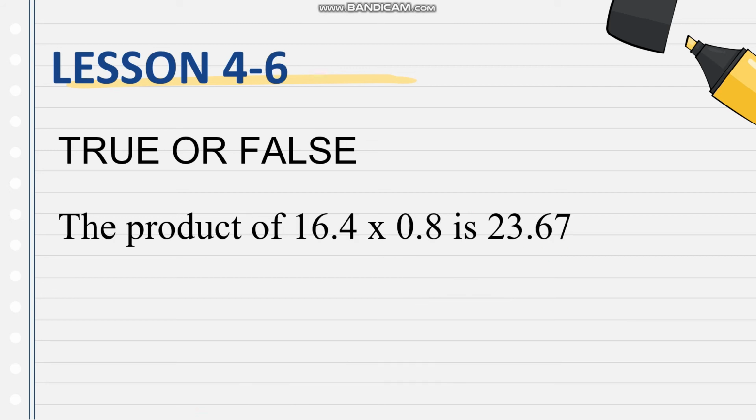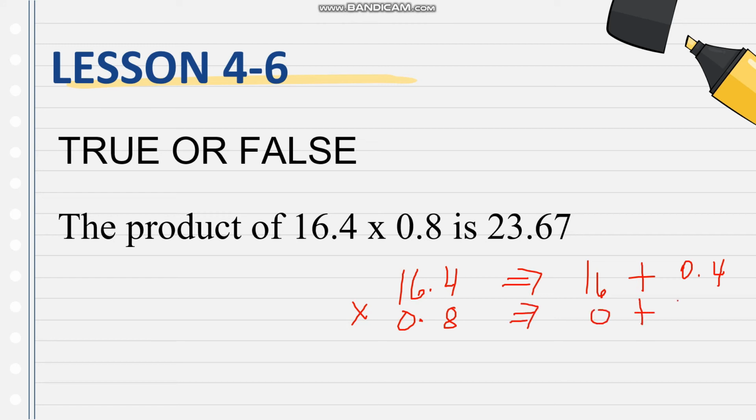Now, lesson 4.6. Actually, there are two ways to solve this one, but the concept of this is to find the partial product. So how to find the partial product? 16.4 multiplied by 0.8. Okay? So it means you need to break this one into 16 plus 0.4. And you need to break this one into 0 plus 0.8. Then multiply. Okay, so the first one that you're going to multiply is 0.8 multiplied by 0.4.